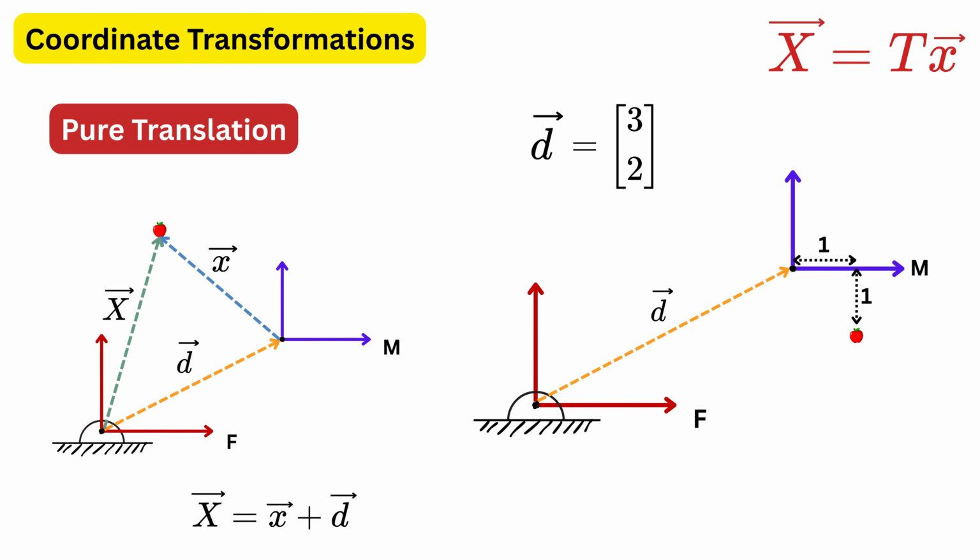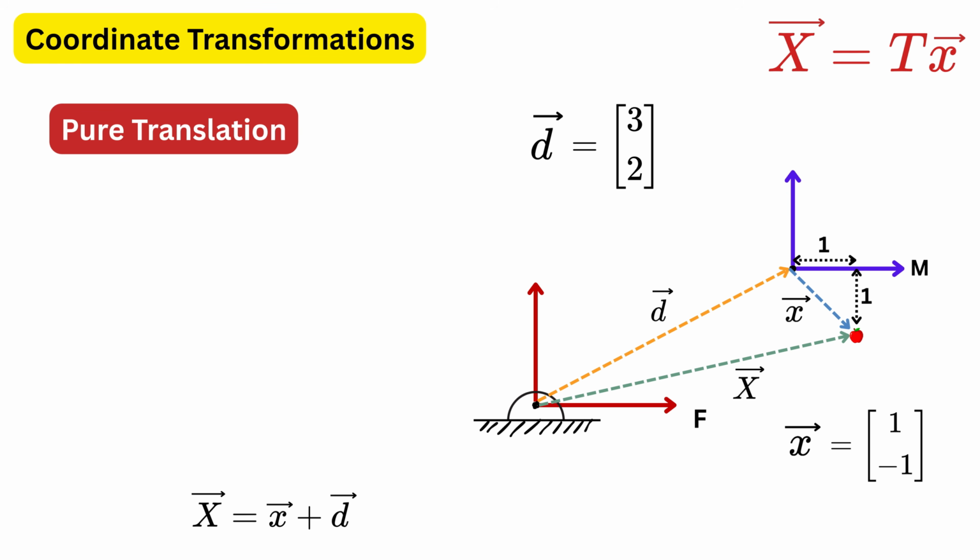That means we are describing the point's position with respect to the moving frame, and thus vector small x is written as 1 and -1. To find the position of this point in the fixed frame, we simply add d to the vector small x, which will give us vector big X as this, which will be 4 and 1.